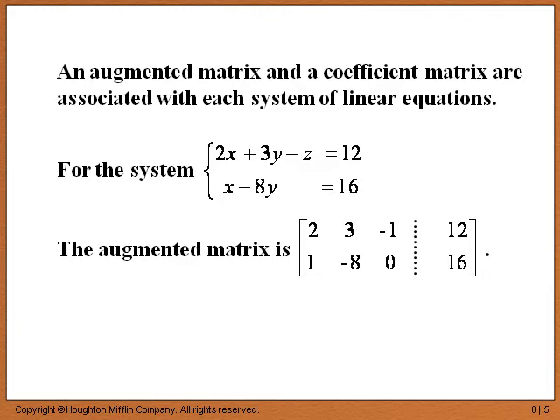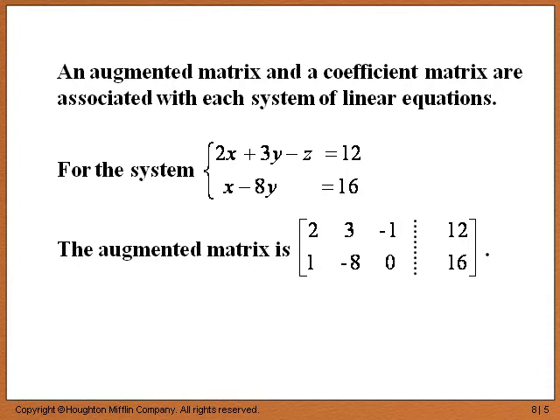Notice the dotted lines in there. The dotted lines really just separate the coefficients from the constants on the right side. In the future, you're not going to need to write the dotted lines. I'm not going to require that. But if you do see dotted lines, just know what it means. It's just a way of separating the coefficients from the constants. It's really not that important. So the augmented matrix is this.